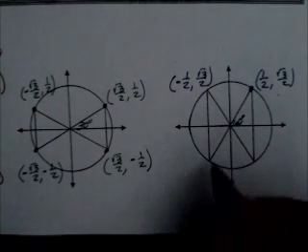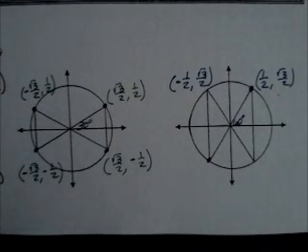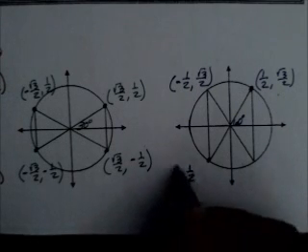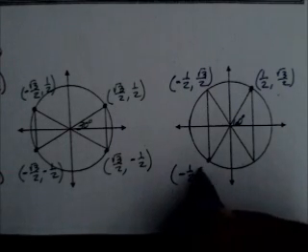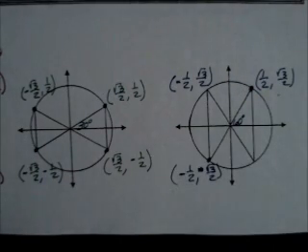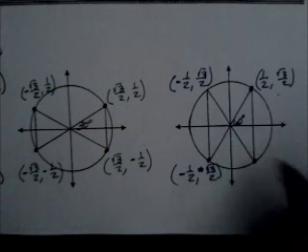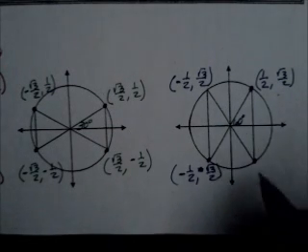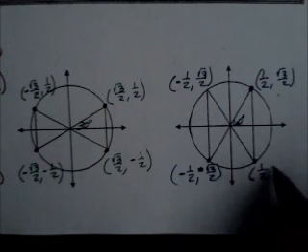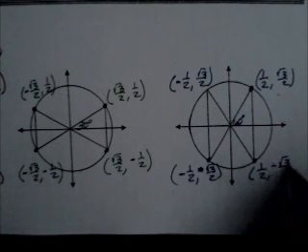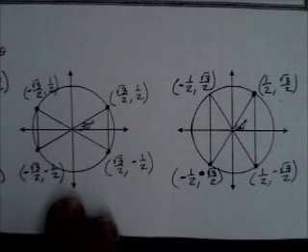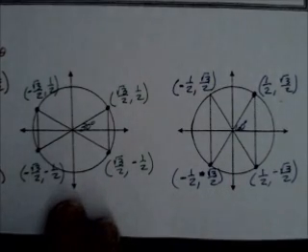In quadrant 3, we have both negative, so negative 1/2, comma, negative square root of 3 over 2. And in quadrant 4, x coordinate is positive, cosine's positive, positive 1/2, and sine is negative, negative square root of 3 over 2. So with enough practice here, you're actually going to memorize these, okay?